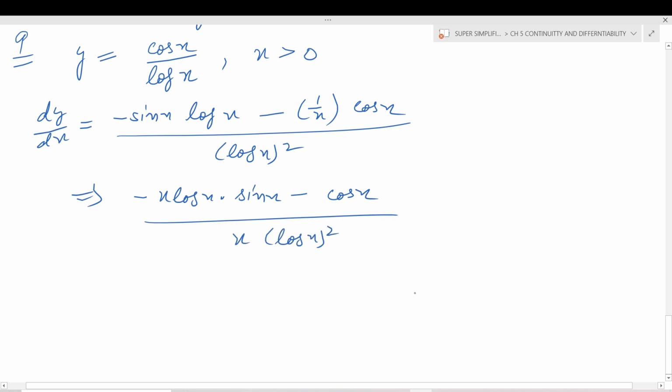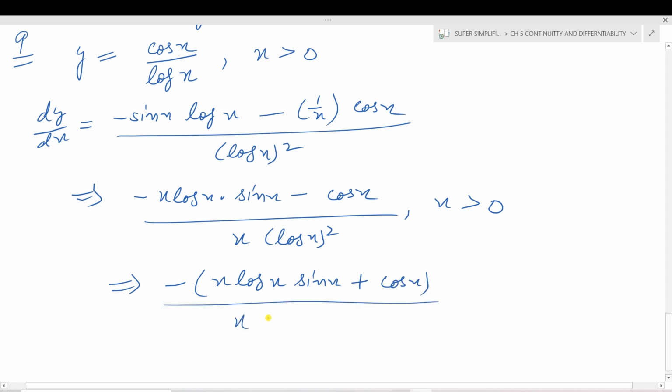So this is your answer, and x is given to be greater than 0, hence it is defined. What maximum you can do is you can take the negative sign common. So you will have negative common, x log x sin x plus cos x, divided by x log x whole square.